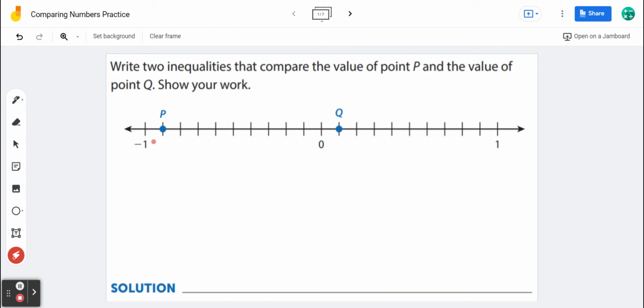Maybe you want to give them values. Maybe you want to say, hey, P is this fraction, Q is this fraction. But let's avoid the numbers for now. Let's just think about it as P and Q. If you want to write two inequalities using the same two points, that means you're going to write the two inequalities using both the less than symbol and the greater than symbol. Those are the two inequalities that we're going to write: an inequality using the less than symbol and an inequality using the greater than symbol.